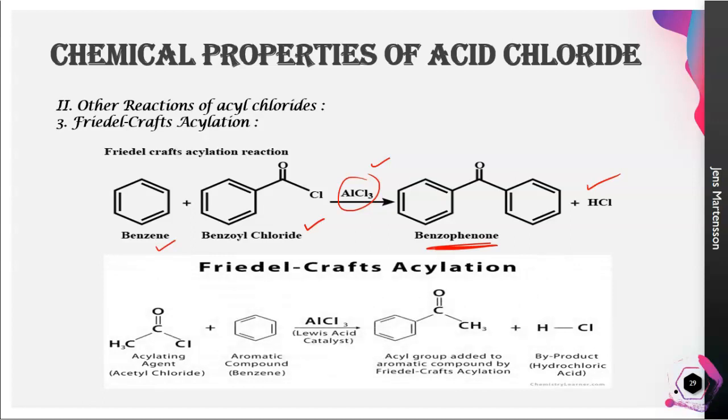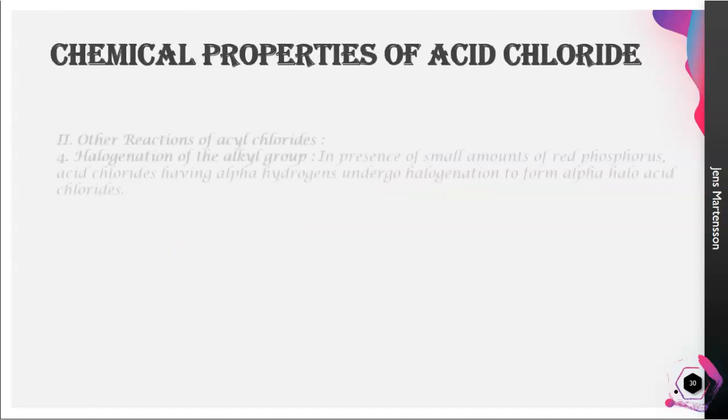You can see another example where your acylating agent is acetyl chloride, and it is reacting with the aromatic compound benzene in the presence of the Lewis acid catalyst AlCl3, resulting in the formation of this particular product and the byproduct, that is HCl again. So these are the two examples that we have discussed in Friedel-Crafts acylation reaction over here.